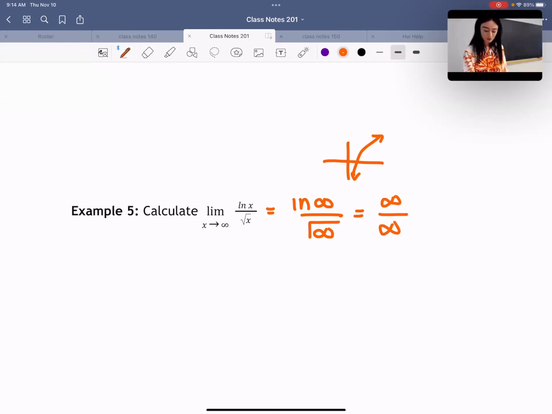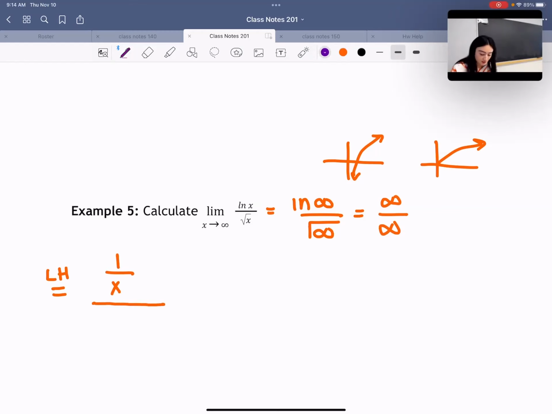What's the square root of infinity? Infinity, right? The square root function looks like this. As we get really high numbers, like the square root of 1 billion, it's still going to be a really big number. So that's still infinity. This is an indeterminate form, so we can use L'Hopital's rule. I think everyone got to this point, but let me do this in more detail. I think everyone knows that the derivative of the natural log is 1 over x, right? We all got that.